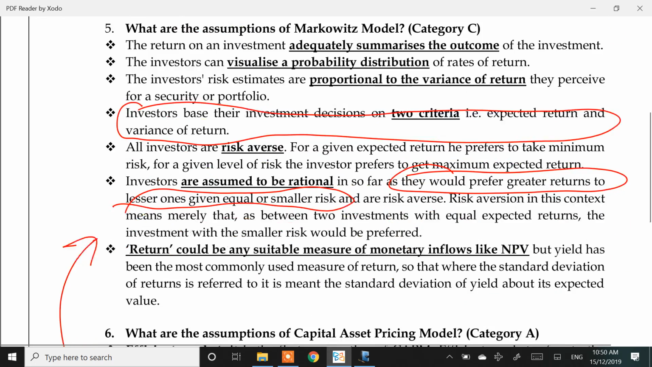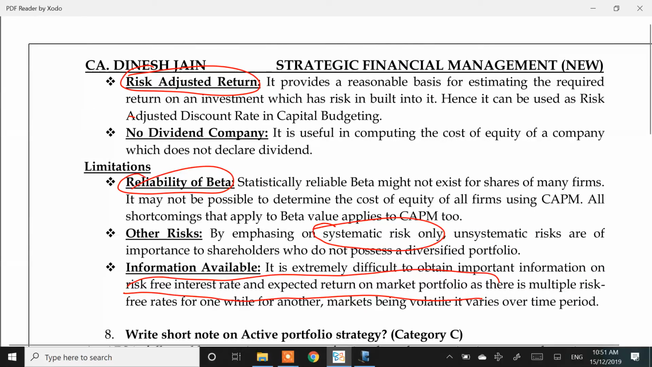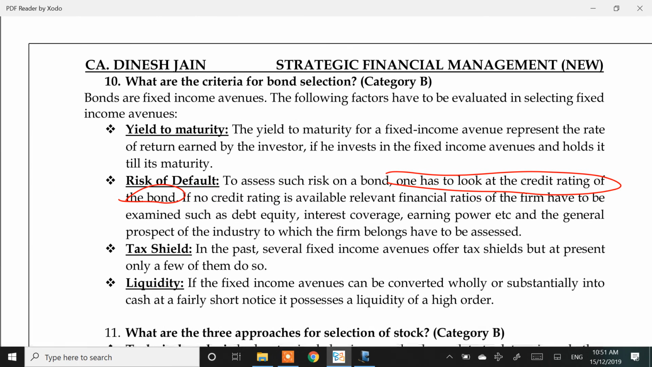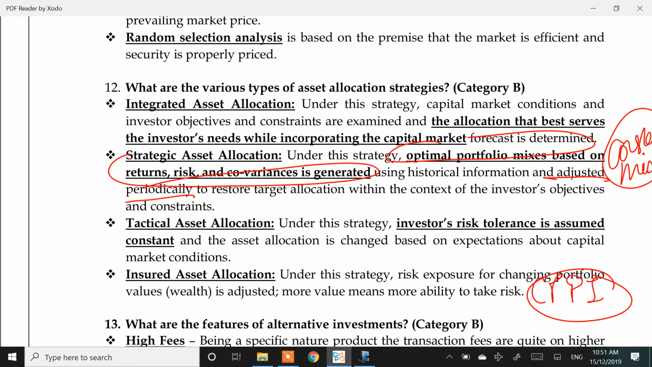We saw the assumptions of the Markowitz and CAPM models. An advantage of the CAPM model is that it can help in calculating risk adjusted return. I can also use it for a no dividend company, but the beta calculation can be slightly difficult. I have two types of portfolio management strategy: active and passive. For bond selection, I'll focus on yield to maturity, risk of default, tax shield, liquidity. For selection of stock, we'll focus on fundamental analysis, technical analysis, and random selection. We have asset allocation strategies: strategic, tactical, insured, and integrated asset allocation.